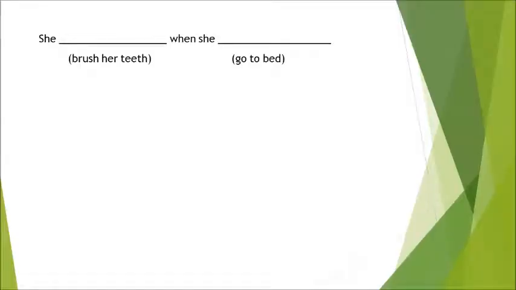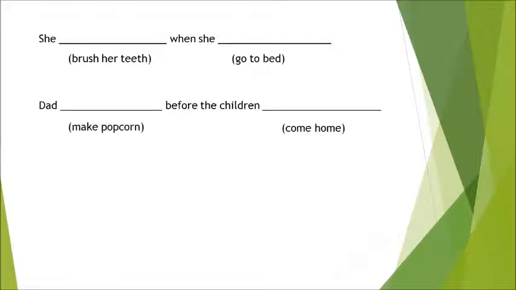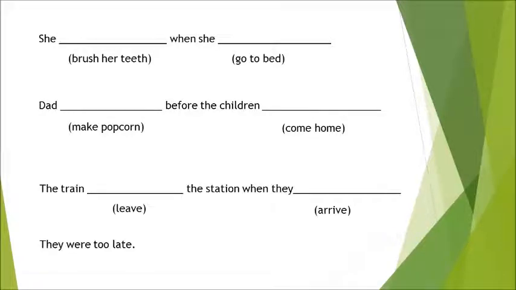Next ones are yours. She blank when she blank. Use the verbs brush her teeth and go to bed. Another one. Dad blank before the children blank. You have the two verbs make popcorn and come home. And finally, the train blank the station when they blank. They were too late. Use the two verbs leave and arrive in the correct forms.